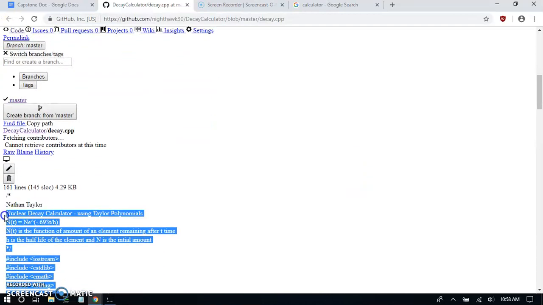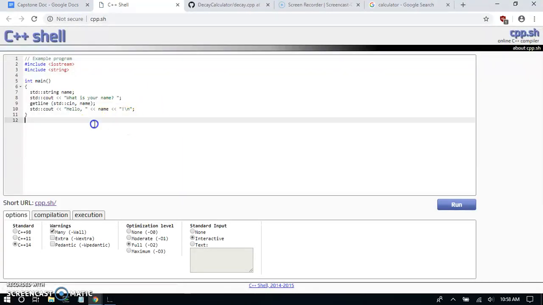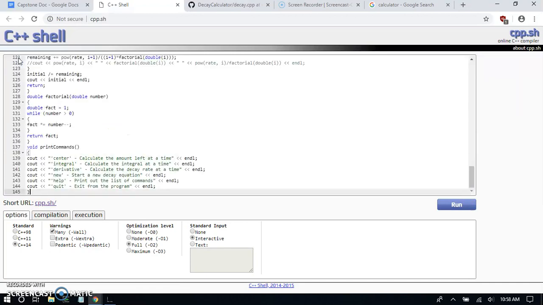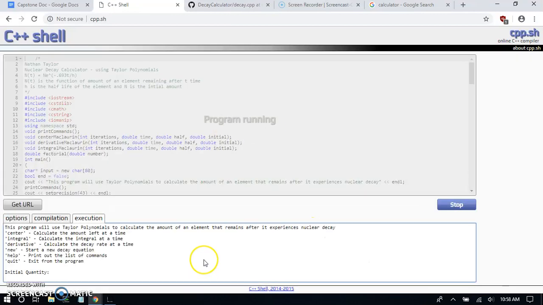extremely accessible, is you just take all this code right here, copy it, and then over here I've linked an online shell which can run a C++ program, and just open that, delete the code, paste that, and run. And there you go.